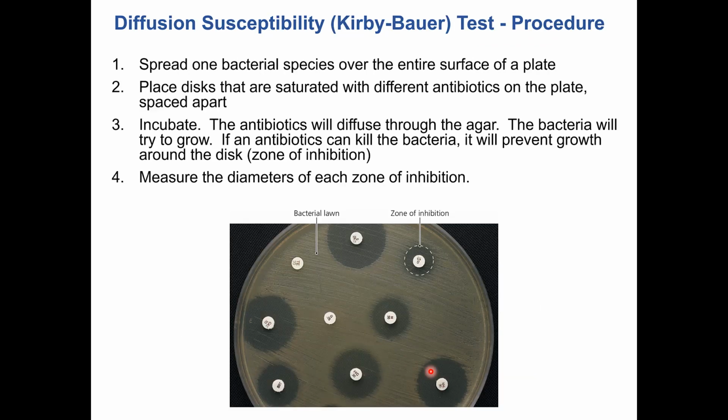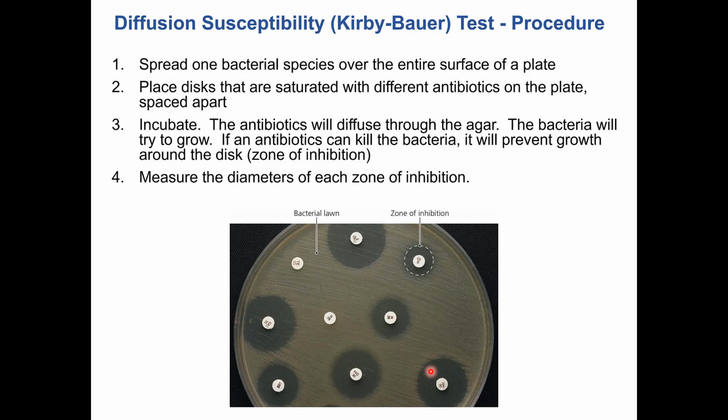Okay, so with this Kirby-Bauer test, remember what we're trying to do is test a variety of different antibiotics or antibacterial drugs and see which ones work well against a particular bacteria, which ones are going to kill the bacteria, and which ones are not going to work very well. So the basic procedure is, first, you need the bacteria, and we use petri dishes or plates for this experiment. You need to completely cover the surface of the plate with the bacteria. You will not use an inoculation loop for this.